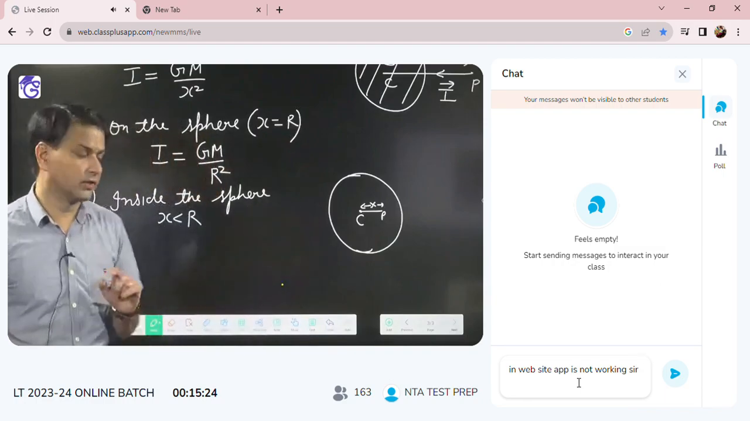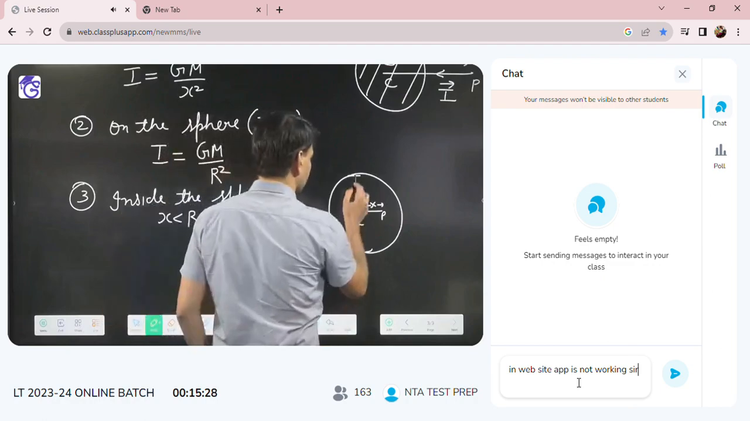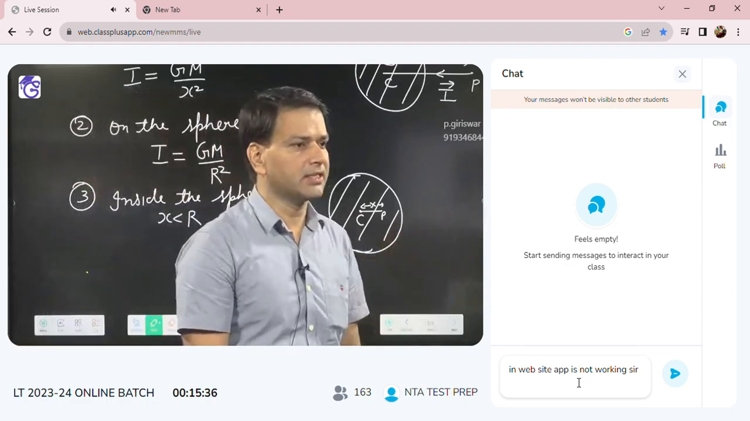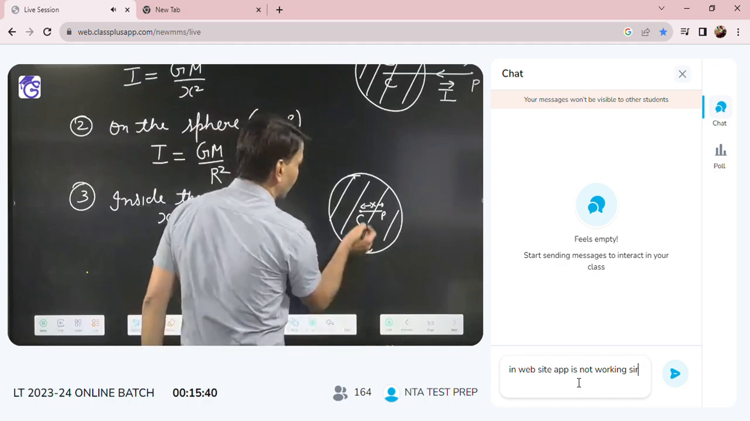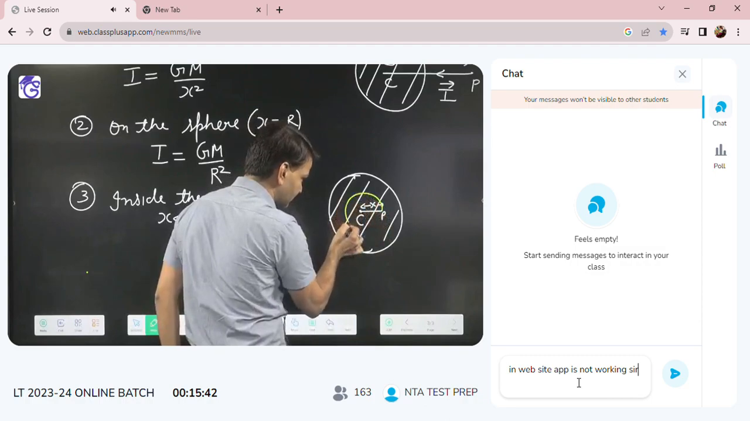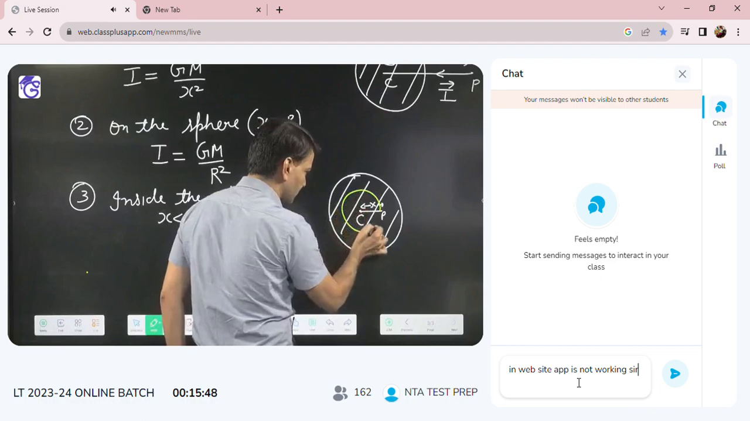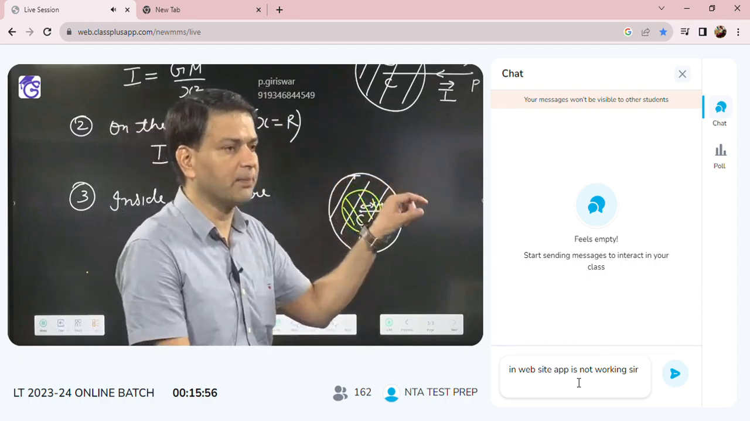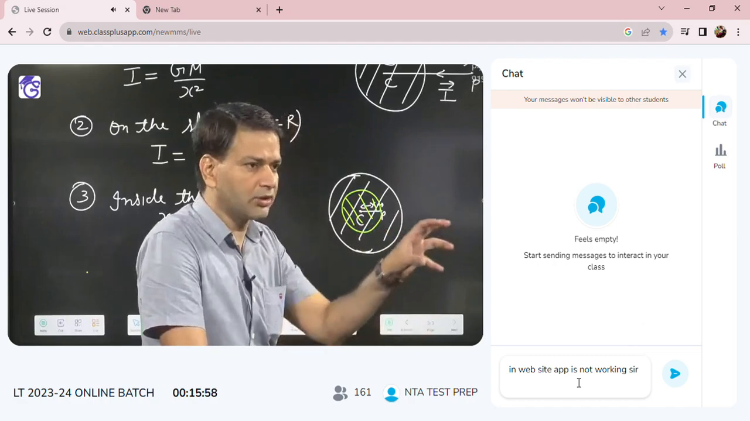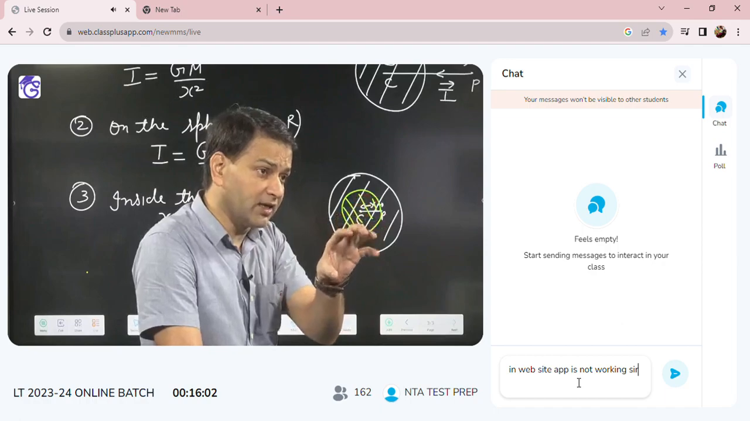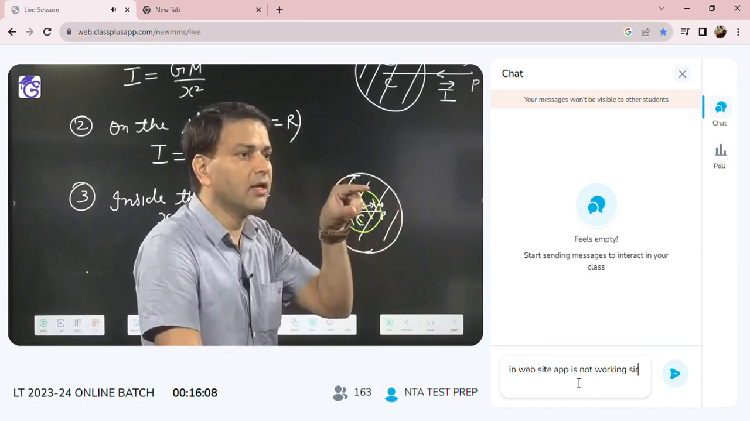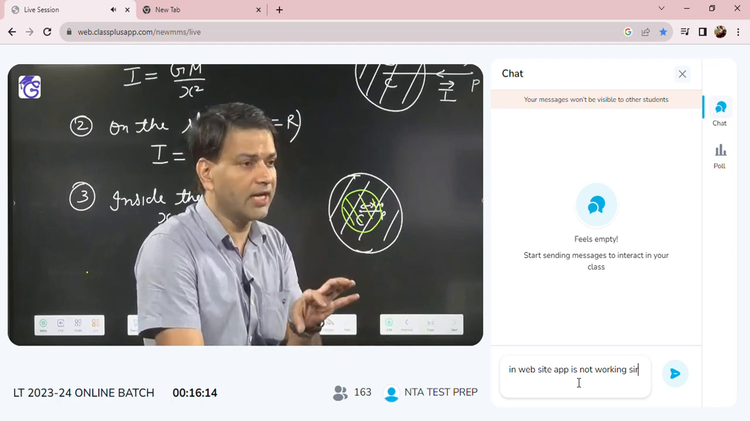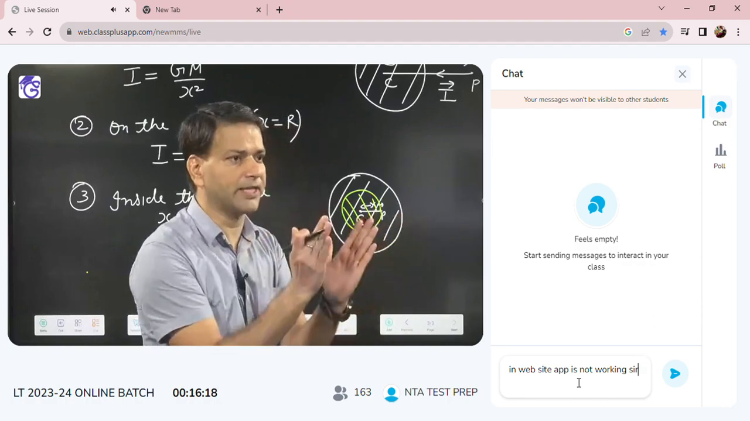I want to find the intensity inside the sphere. Okay. At the point P, which is at a distance x from the center, I can assume one sphere of radius x. If you see the green sphere, point P is on the surface of the green sphere, and point P is inside the white shell. I have made the sphere of radius x. Now point P is on the surface of the green sphere, and it is inside the white shell, because now I am splitting this sphere into two parts.